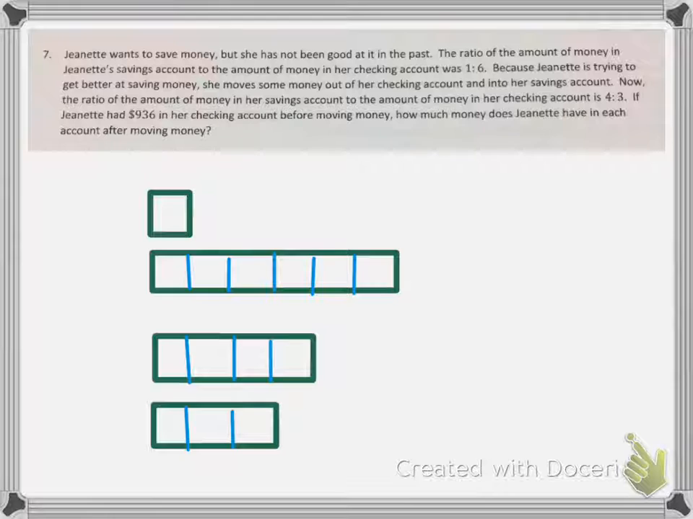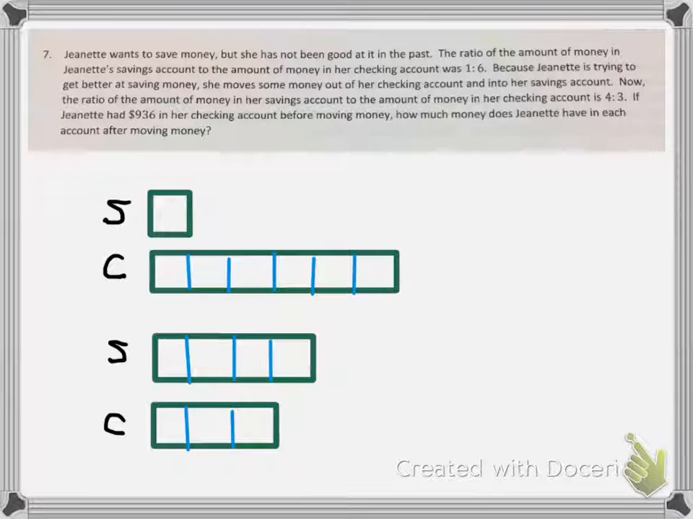Jeanette wants to save money, but she has not been good at it in the past. The ratio of the amount of money in Jeanette's savings account to the amount of money in her checking account is 1 to 6. Savings to checking. It's 1 to 6. Because Jeanette is trying to get better at saving money, she moves some money out of her checking account and into her savings account. Now the ratio of the amount of money in her savings account to the amount of money in her checking account is 4 to 3. So now we have 4 to 3 savings to checking.